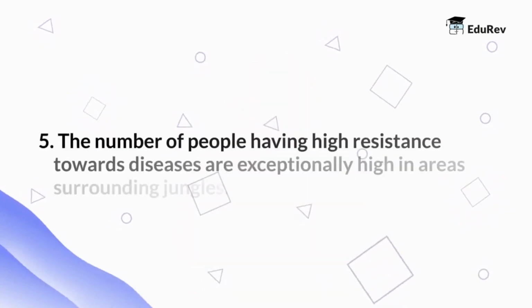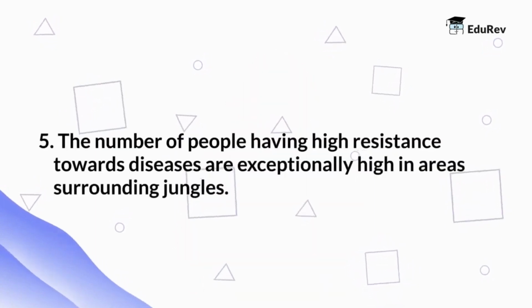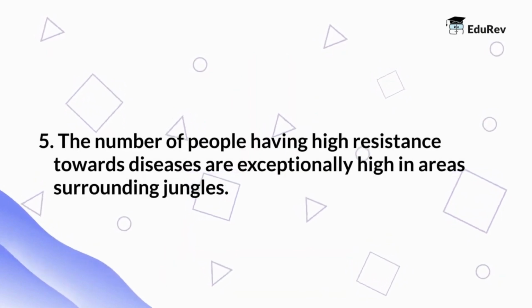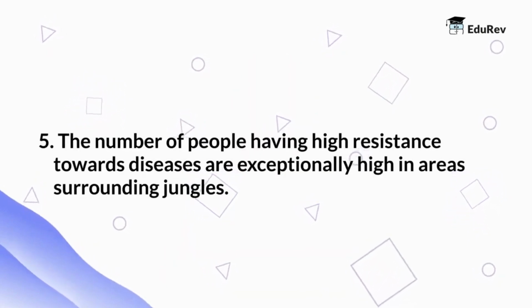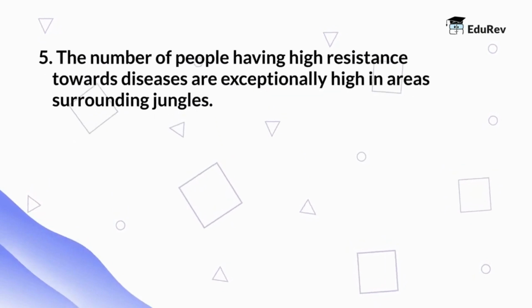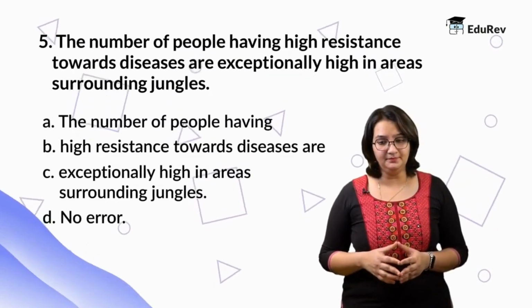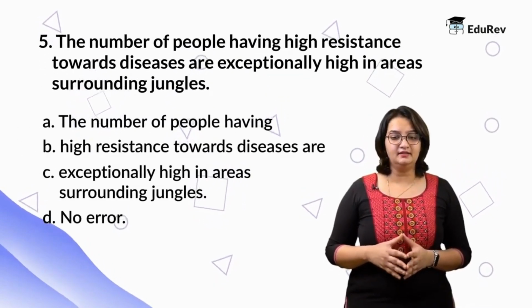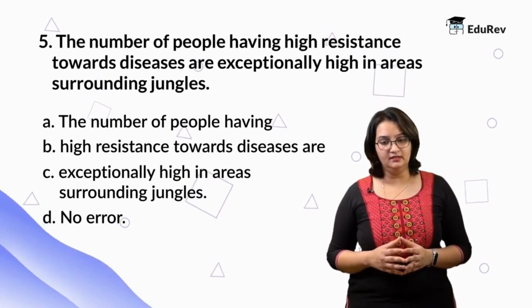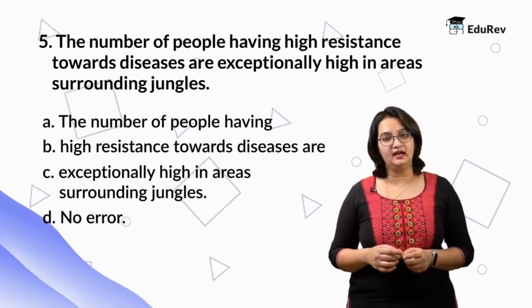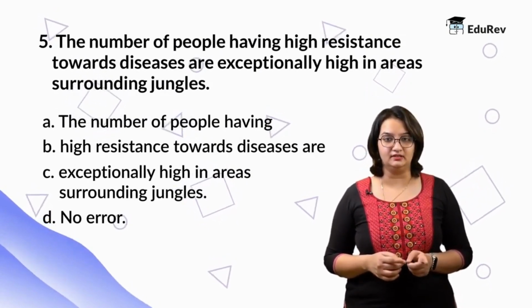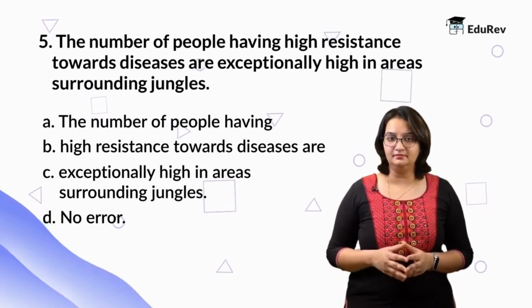Let's take a look at another example. "The number of people having high resistance towards diseases are exceptionally high in the areas surrounding the jungles." Now, part A, the number of people having. Part B, high resistance towards diseases are. Part C, exceptionally high in the areas surrounding the jungles. And part D, no error.